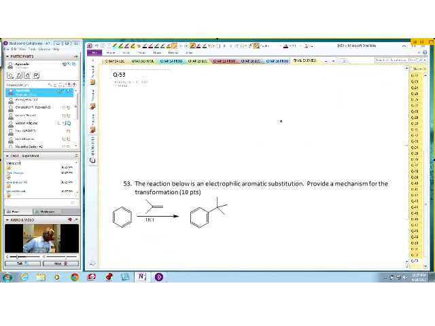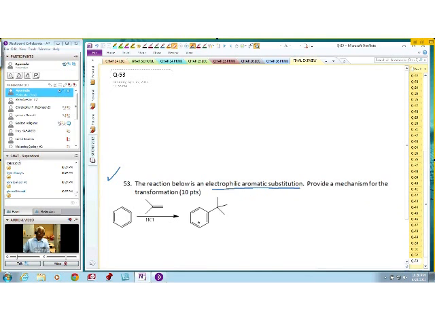53, okay. Lorna, go ahead and read this for us again. The reaction below is an electrophilic aromatic substitution. Provide a mechanism for the transformation. Okay, very good, and thank you. So this is the first time we are dealing with a reaction mechanism. They say it is an electrophilic aromatic substitution. So what is the mechanism of this reaction?